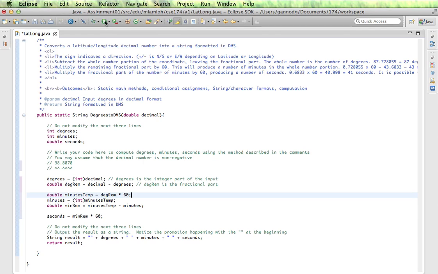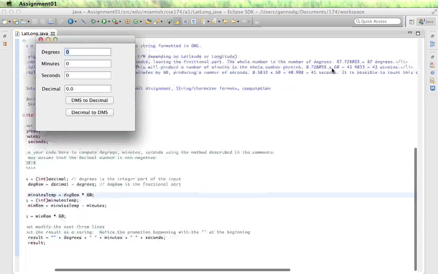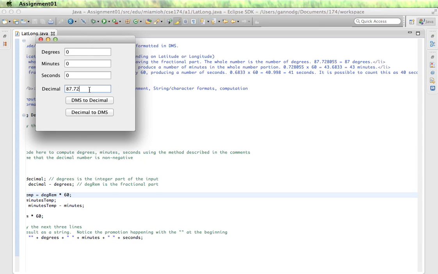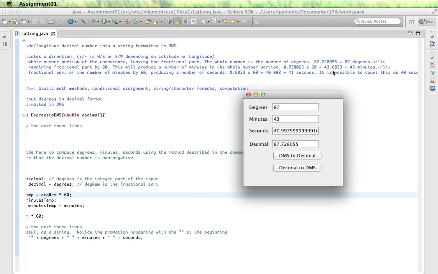Okay, so let's test this out. For my test case, I'm going to use the number that I have up here in the comments, 87.728055, and I'm going to convert the decimal to DMS. And so here I see 87 degrees, 43 minutes, and then 41 seconds. It's actually a roundup from this 41.997.